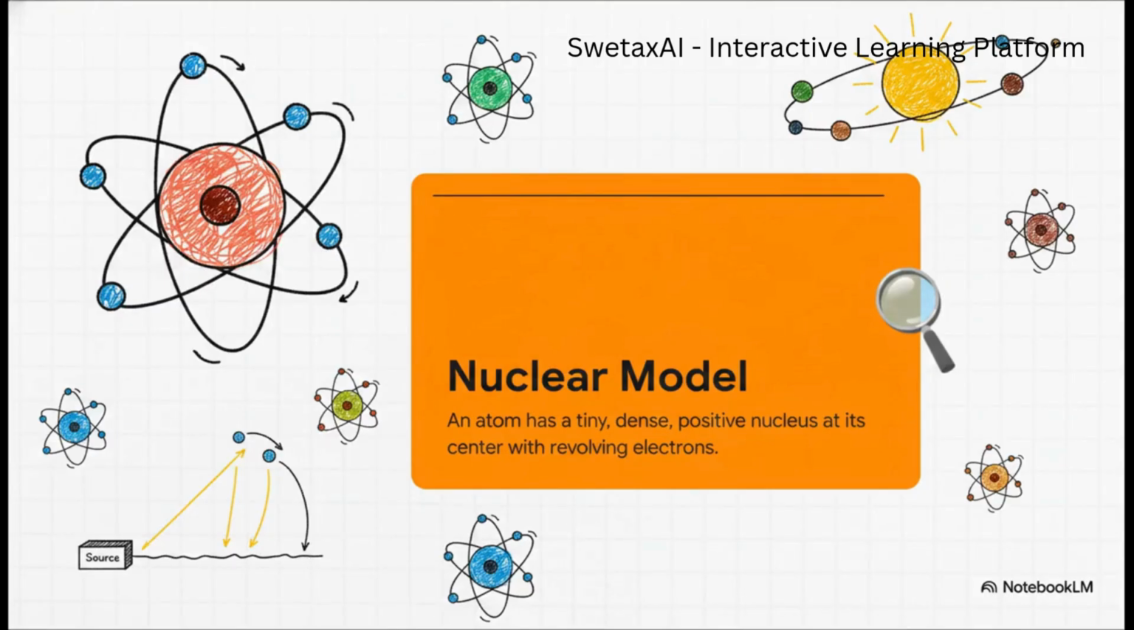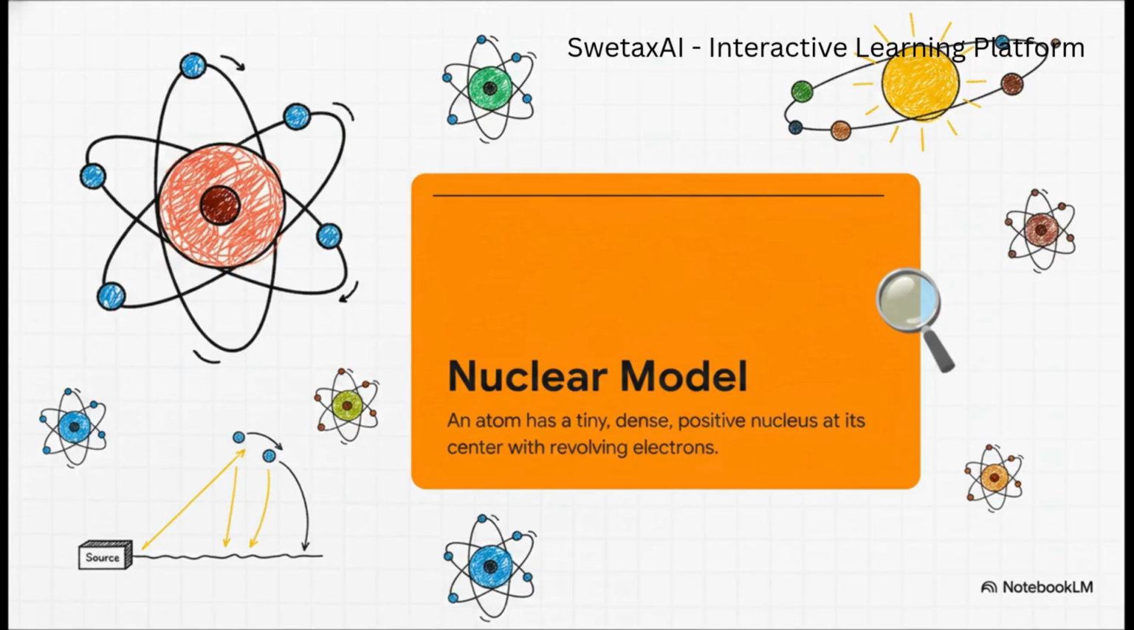Piecing all these invisible clues together, Rutherford formulated a revolutionary new model. He proposed that an atom features a tiny, dense, positively charged nucleus right at its center, while negatively charged electrons revolve around it, much like planets orbiting the sun. This model perfectly accounted for the experiment's observations.